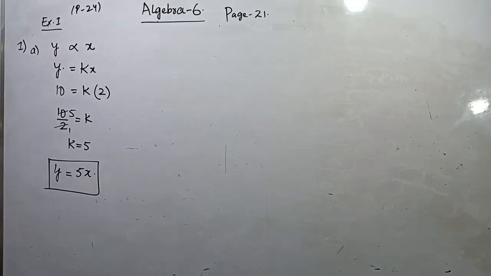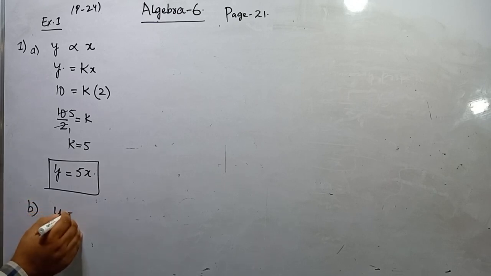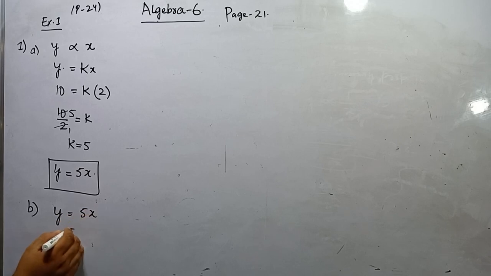Now next, b, find the value of y when x is equal to 6. In b, we have y is equal to 5x. We need to find the value of y when x is equal to 6. So we will do the substitution of x. x is equal to 6, because x is given in the question. So y is equal to 5 6s are 30. This is the answer for b.